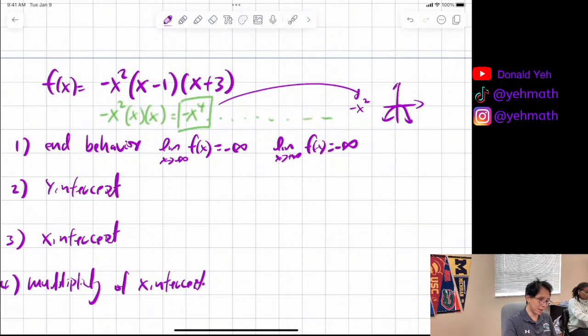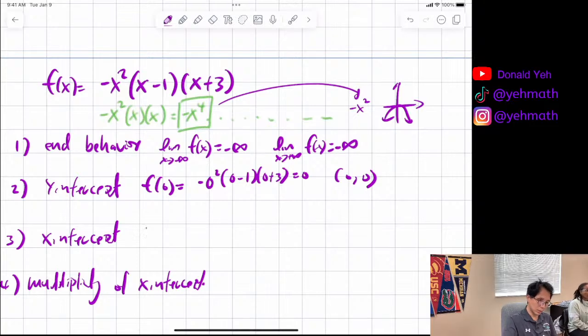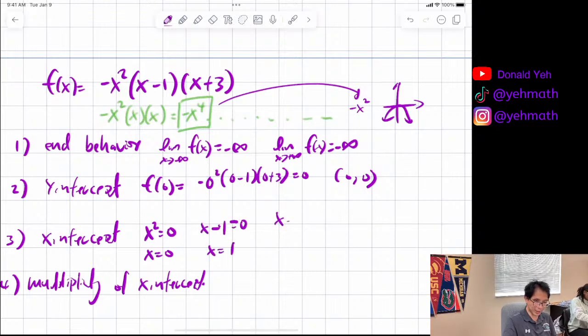Y-intercept. Well, y-intercept, that means what? Where's the y-intercept at? x equal to 0. So f of 0, always plug in 0 for x, right? So that's going to be negative 0 squared times 0 minus 1 times 0 plus 3. It doesn't matter. That's just equal to 0. So (0, 0) is the y-intercept. X-intercept. x squared equal to 0, x equal to 0. x minus 1 equal to 0, x equal to 1. x plus 3 equal to 0, x is equal to negative 3.